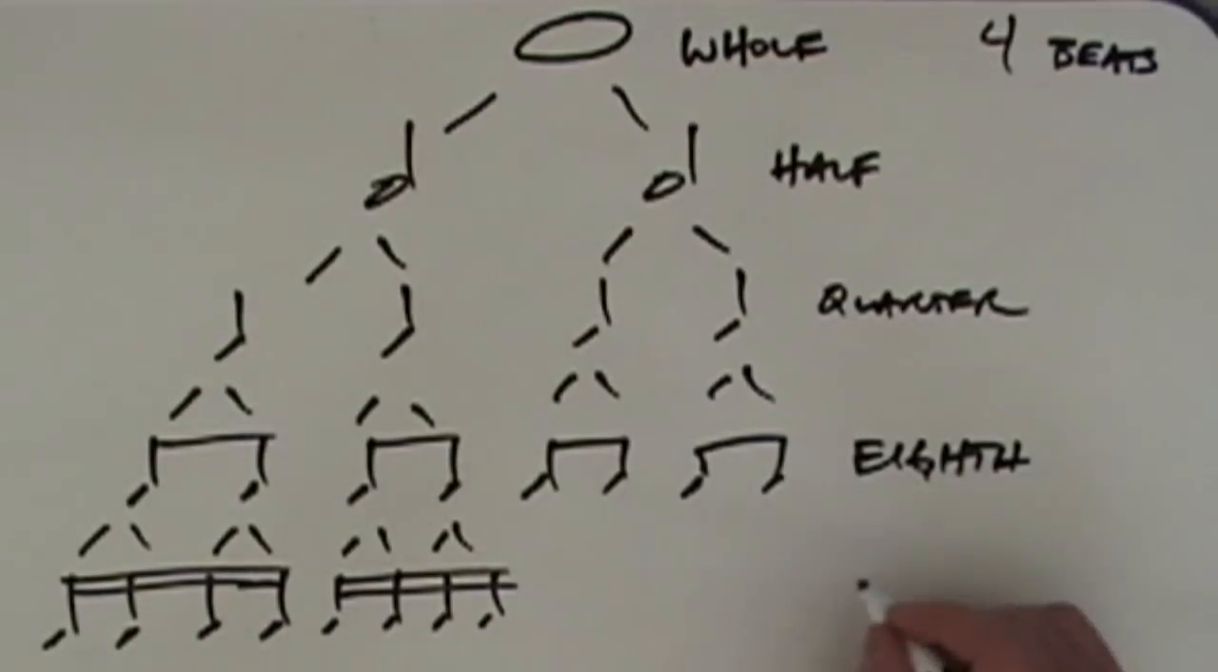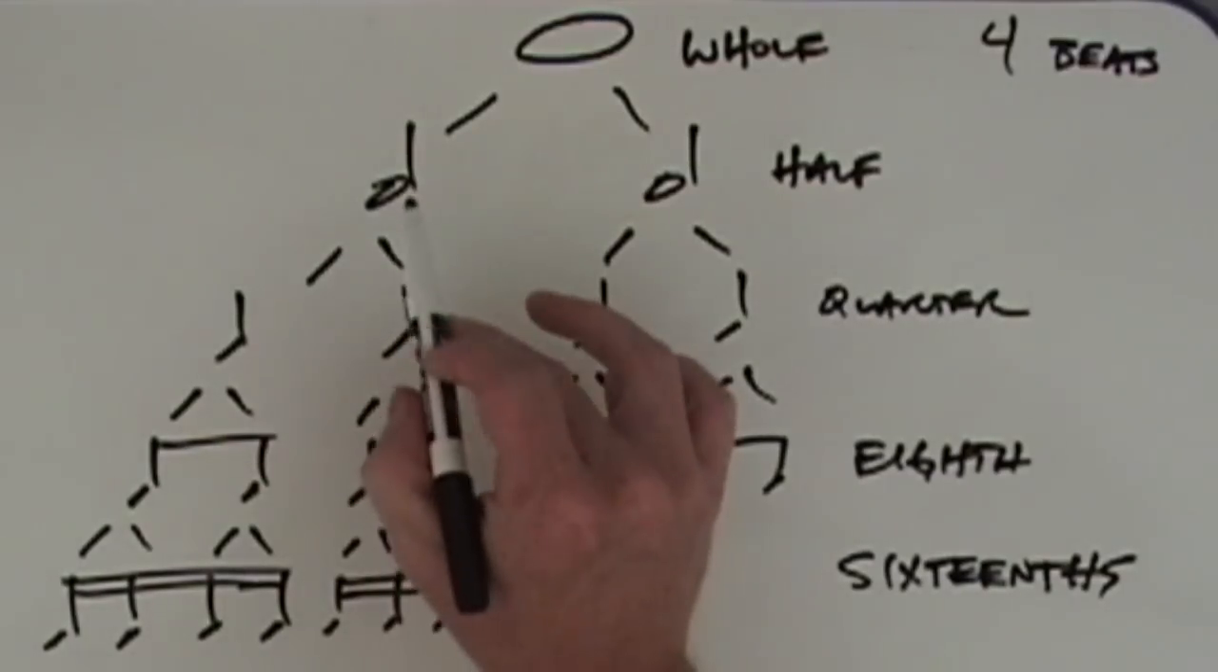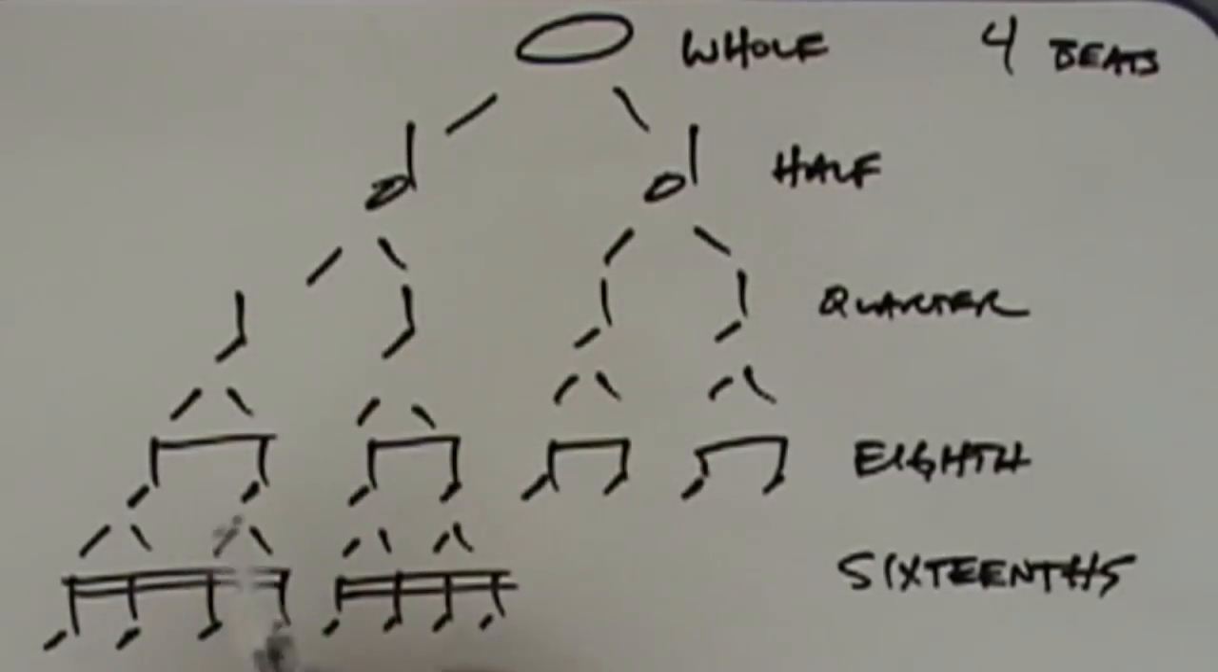All right, this continues. It basically goes into infinity. I mean, you'll go from 16ths to 32nd notes to 64th notes. Okay, those are relatively rare. You're not going to see those very often. But the same concept applies. Each rhythmical value can break itself into 2 parts.